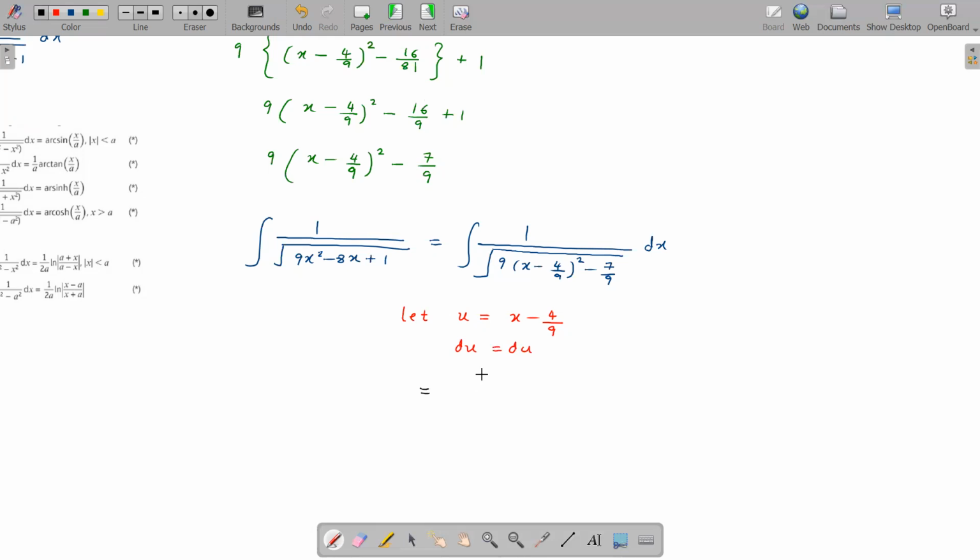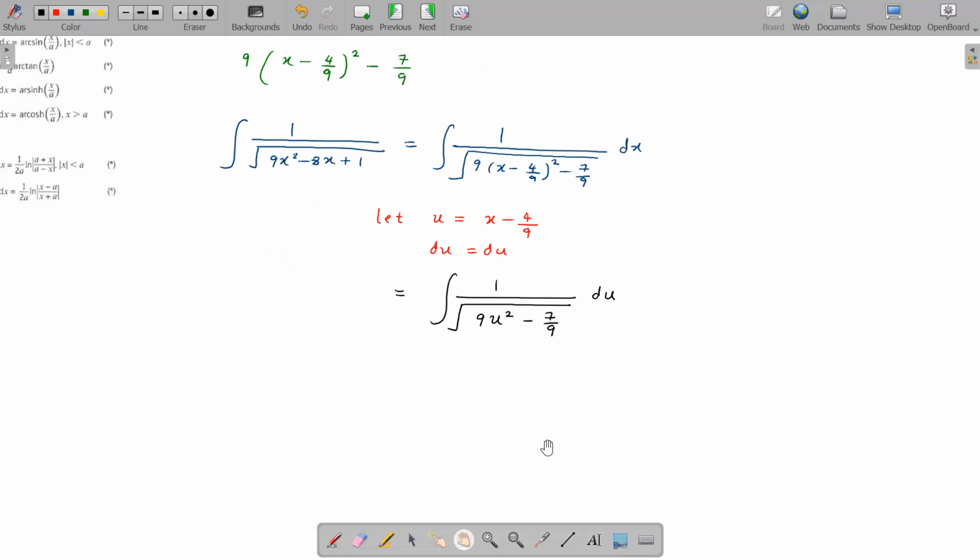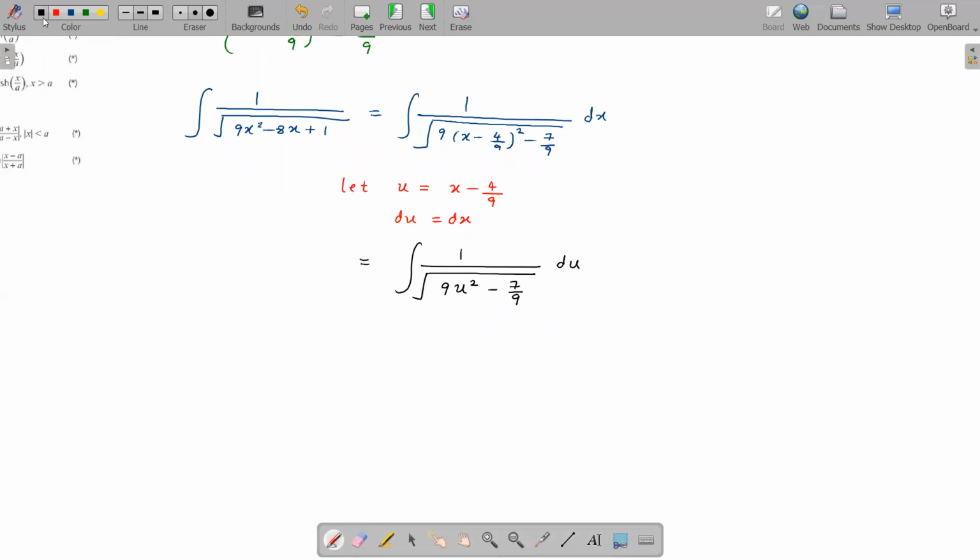So then let's input the values here. 1 over root 9 times x minus 4 over 9 is u. So it becomes u square minus 7 over 9. Dx becomes du. Do you agree with me? Du equal dx here. Okay.